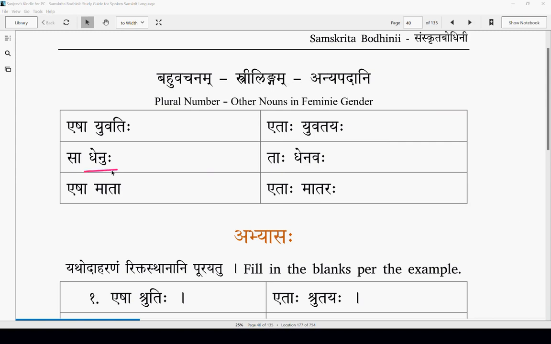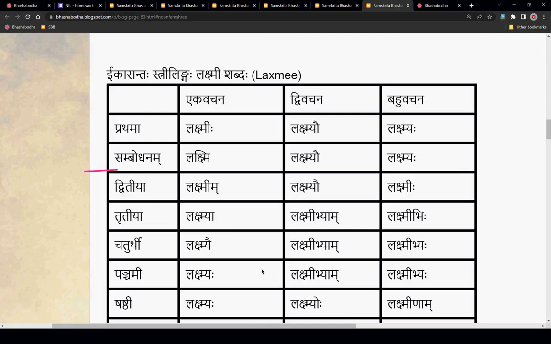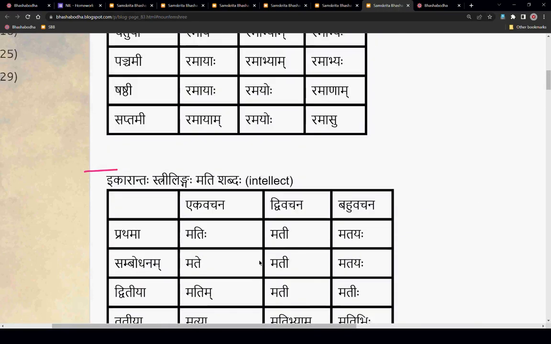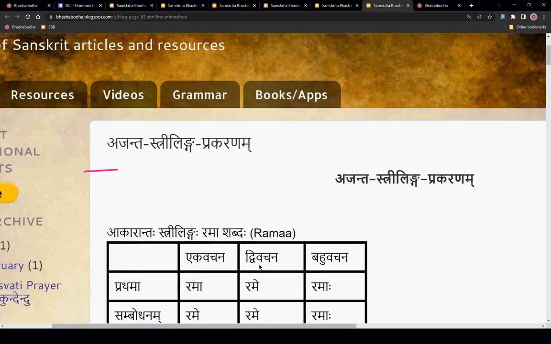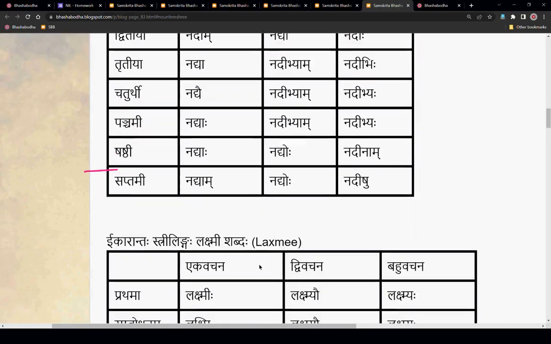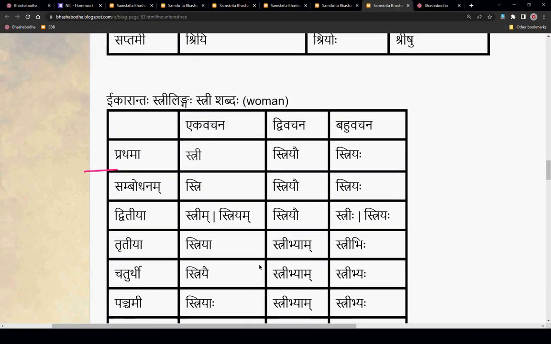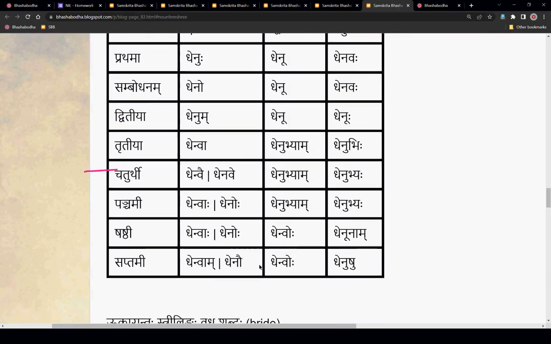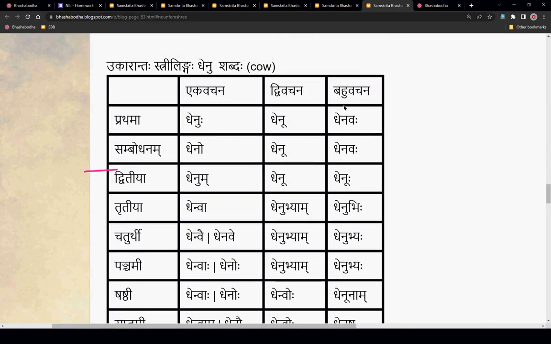Now, next one is Dhenu. Dhenu, the base word ends in U, and it has a Prathama Vibhakti Ekavachana with a visarga: Dhenuhu. And again, if you are interested, refer to the full Vibhakti table here. Dhenuhu, Bahuvachanam, Dhenavaha. Dvivachanam is also there. Dhenu, Dhenuhu, Dhenavaha.